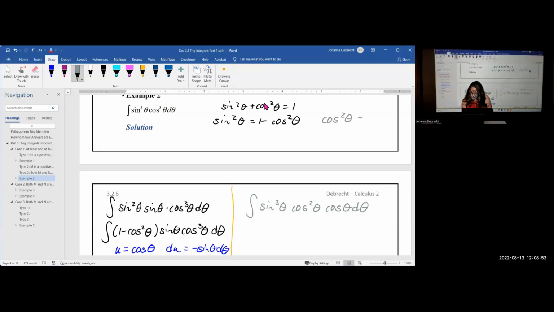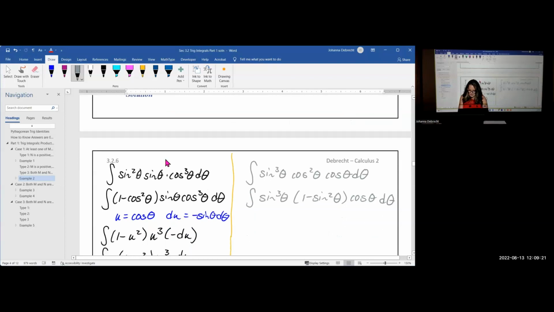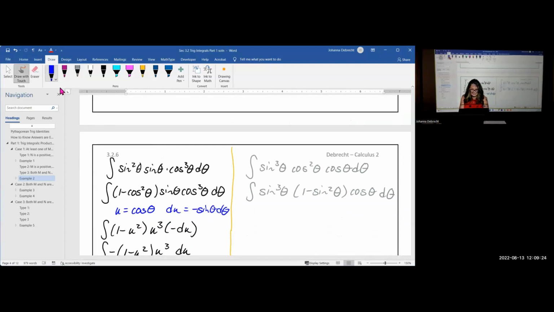So cosine squared of theta is equal to 1 minus sine squared of theta. And that's coming from the Pythagorean identity. So this becomes the integral of sine cubed of theta times 1 minus sine squared of theta times cosine of theta d theta. Now, some students just go ahead and work with the trig functions. I find it kind of onerous to do the trig functions. I like to use u substitution and get rid of the trig functions. It's just less writing and I'm less likely to make a mistake.